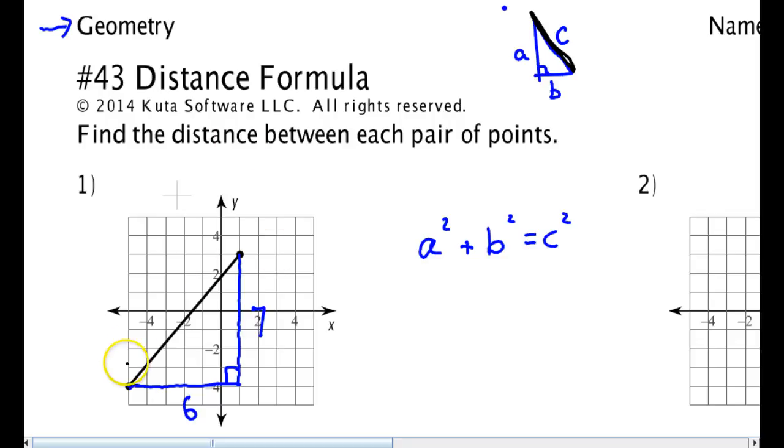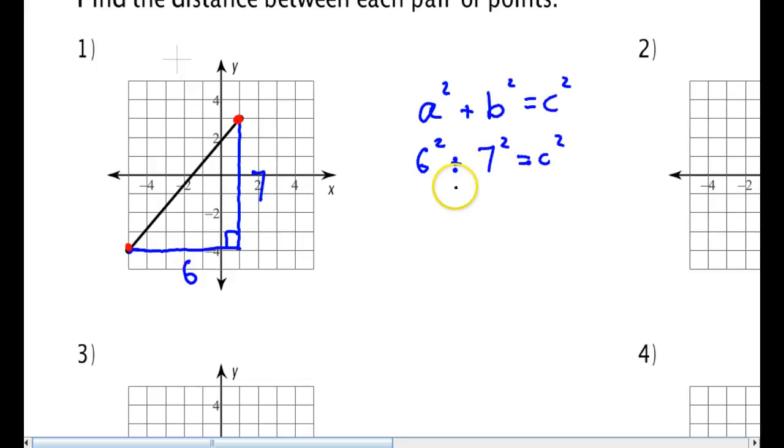So if you're ever asked to find the length of anything diagonal, that's very difficult. But if you can find the horizontal and the vertical, it's a lot easier. So we can do this. We can say, okay, it's 6 squared plus 7 squared equals c squared, right? And just solve exactly what we've done before.